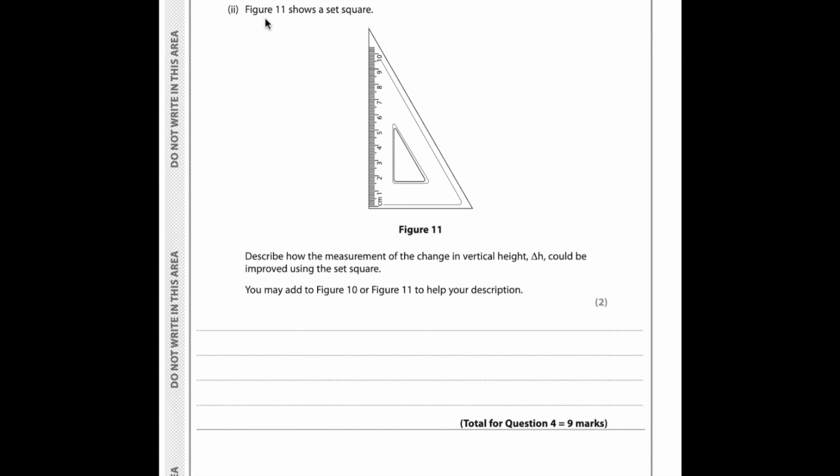Part 2. Figure 11 shows a set square. That's this thing here, if you've never used it before. Describe how the measurement of the change in vertical height delta H could be improved using the set square. You may add to figure 10 or figure 11 to help your description. Right.